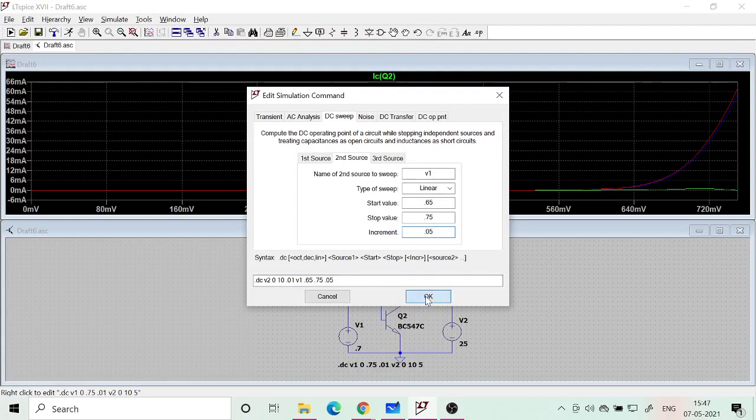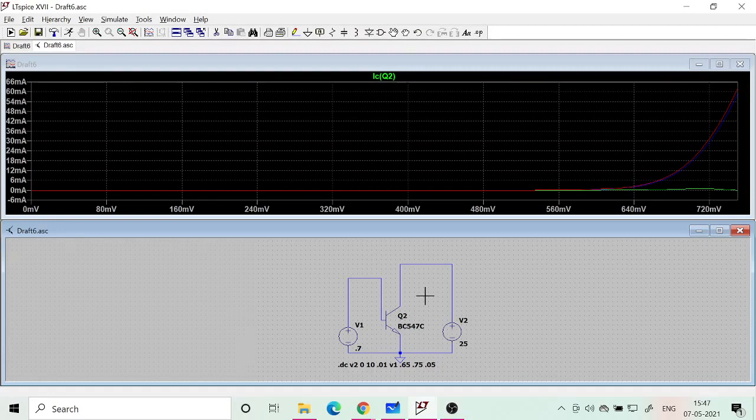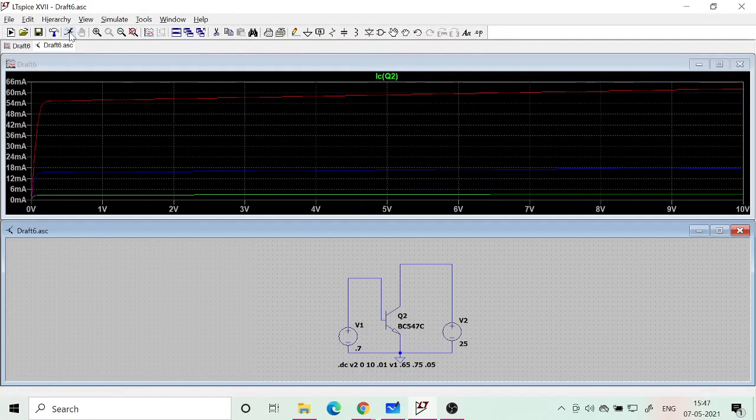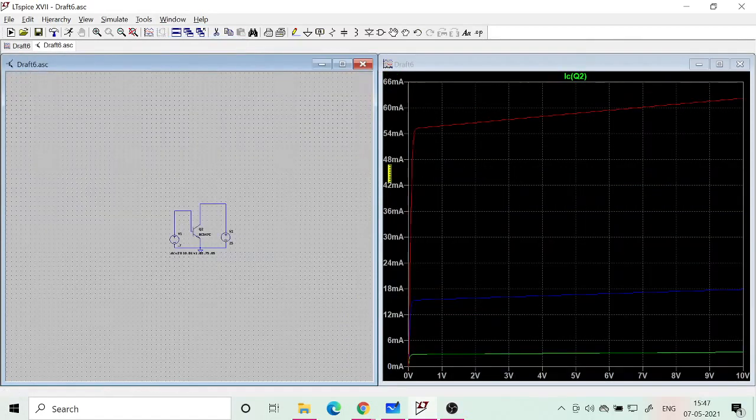Okay, so run it again. Okay, so that is the curve. If you want to see it more properly, you go to Windows and tile vertically, so that gives you a better view. So this is 0.65, green one, the blue one is 0.7 and the red one is 0.75. So this is number 2.